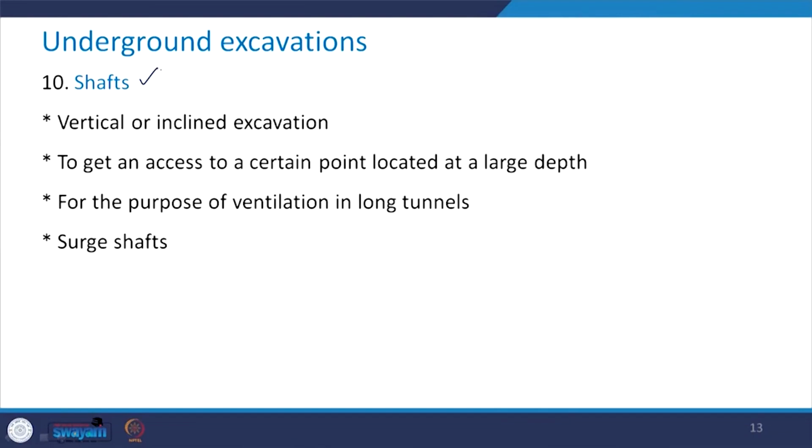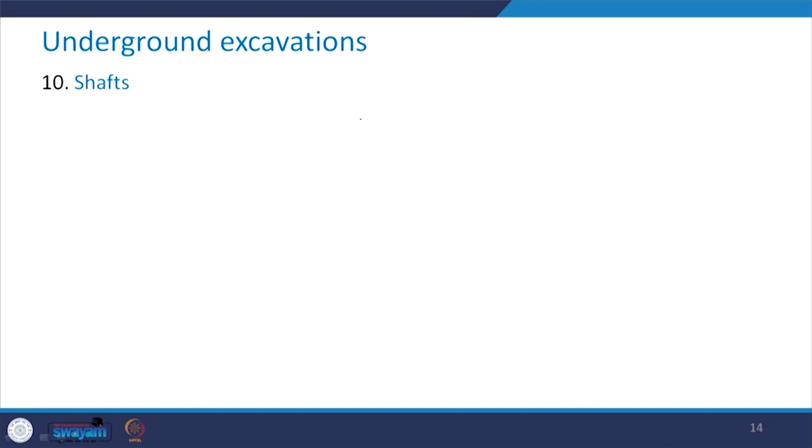Now coming to the next category, which is the shafts. These are vertical or inclined excavations used to get access to a certain point located at a large depth. They are also used for the purpose of ventilation in long tunnels. They are used in the case of the surge shafts. Let us see with the help of a few figures how these shafts look.